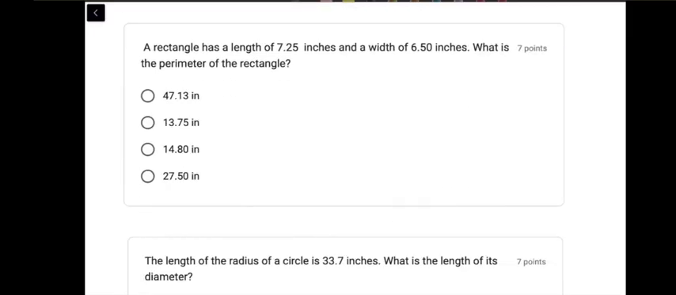In this problem, we have a rectangle that has a length of 7.25 inches and a width of 6.50 inches. What is the perimeter of the rectangle? The keyword here is perimeter. In a rectangle, we have 2 identical lengths and 2 identical widths. So when we calculate the perimeter, you would have 2 lengths plus 2 widths.